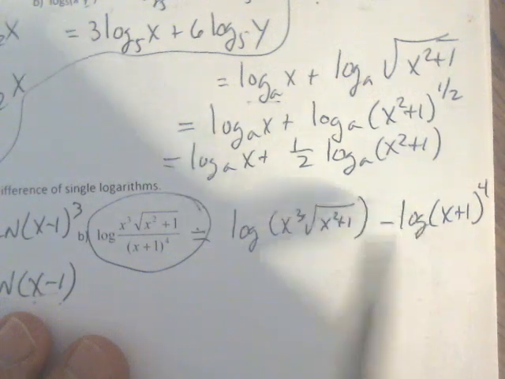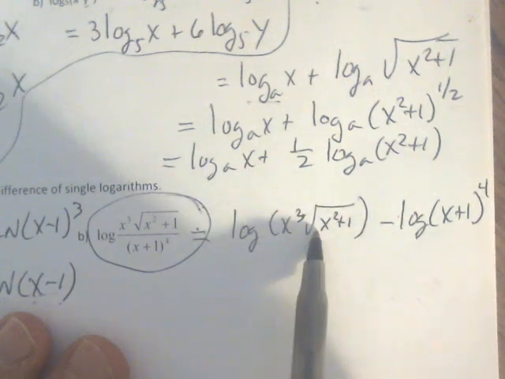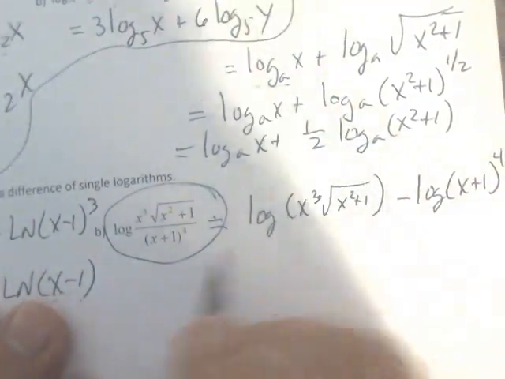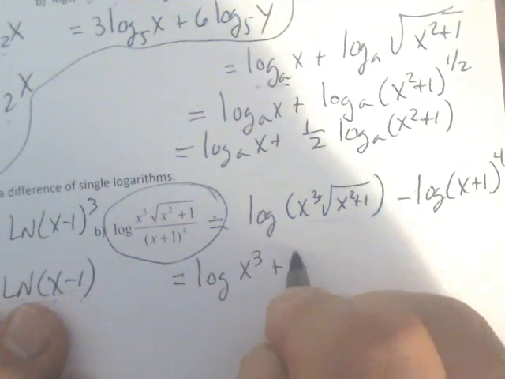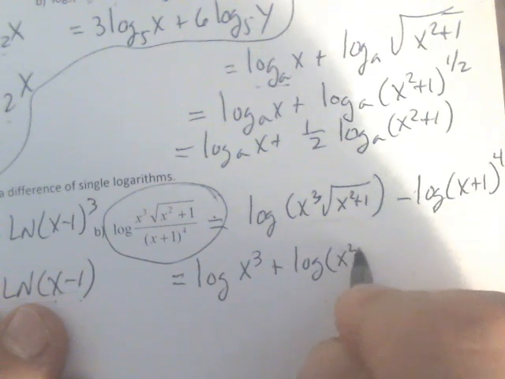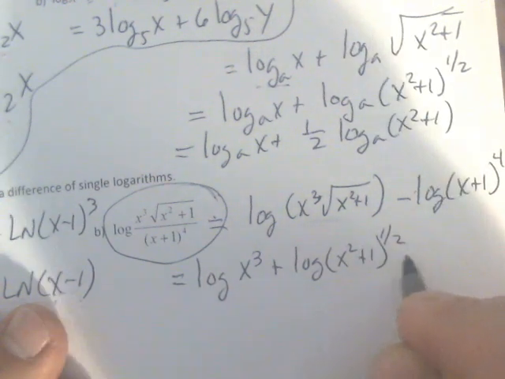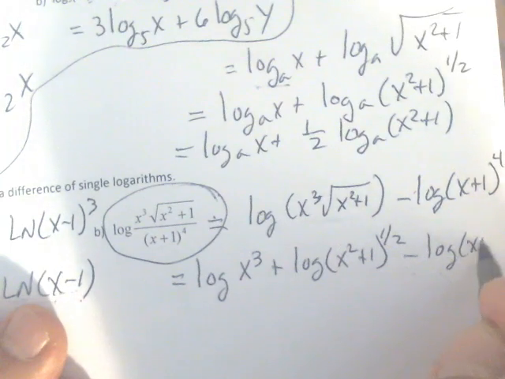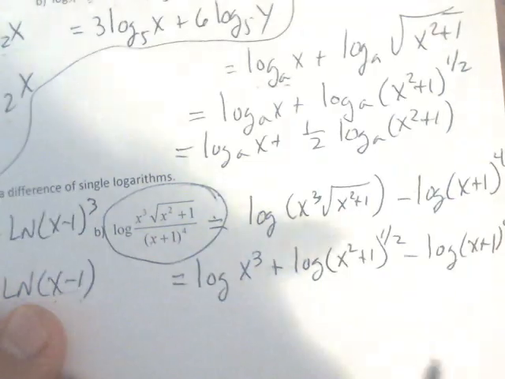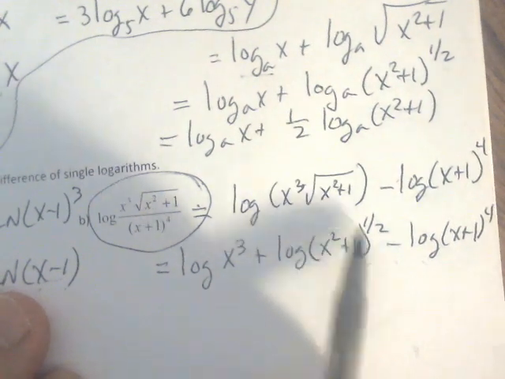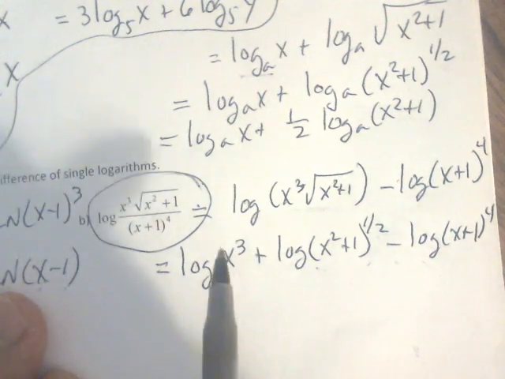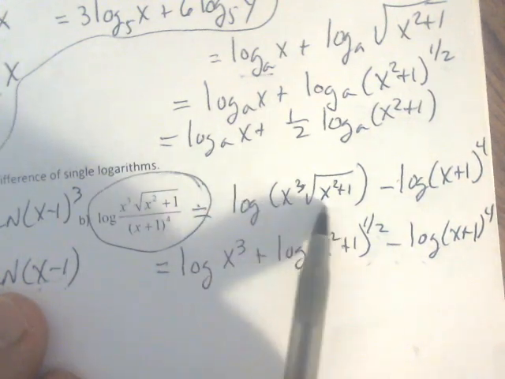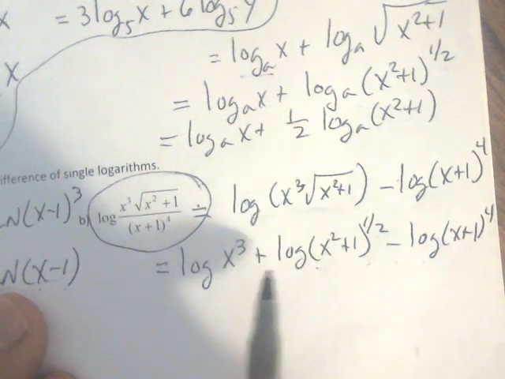Now I look at each individual log, each single log, and say, okay, is there anything I can do with this? Well, this is still a product, so I can apply law 1 here. So this is going to be log x cubed plus log, and if you remember from the previous example, I'm going to make the square root a 1/2 power. Just kind of do 2 steps in one. So I've taken law 1 and did log A plus log B.